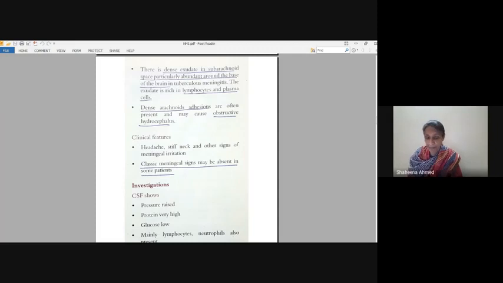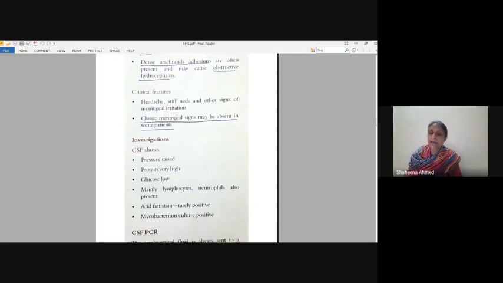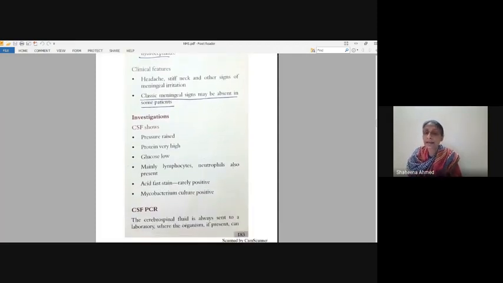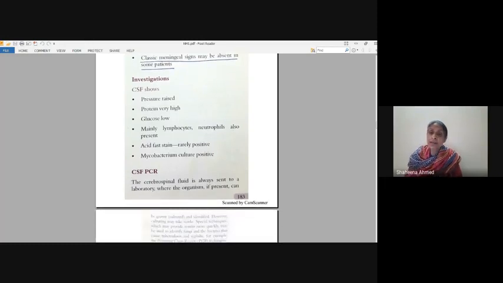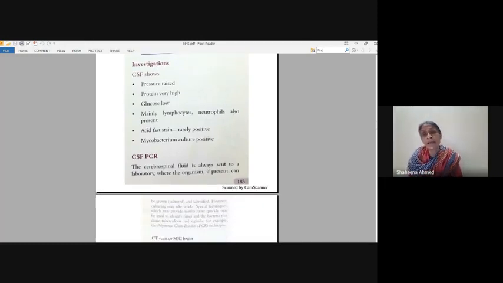What we mean by that is that the flow of the cerebrospinal fluid is blocked and the fluid starts accumulating there. Now, if we look at the clinical features, headache, stiff neck, and the other signs of meningeal irritation are there. But in many cases, the classical meningeal signs are either absent or so mild or generalized that it becomes difficult to diagnose. Now the diagnosis is basically done, again, on investigations where cerebrospinal fluid is taken through lumbar puncture.